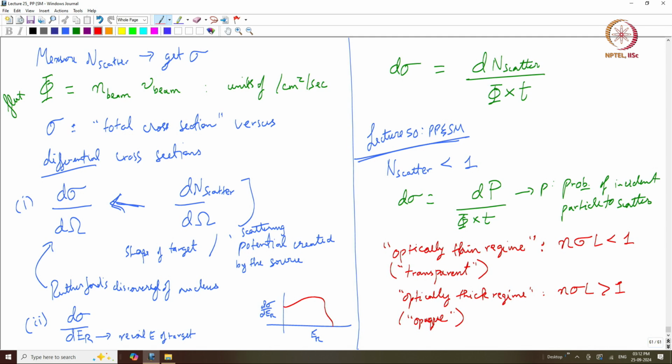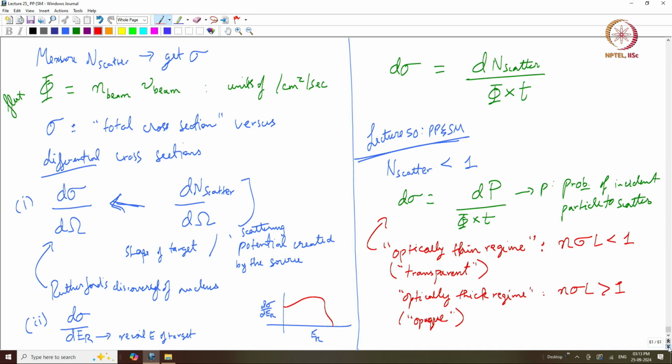Good. So what I'm trying to say here is that basically the equation that we've written down here for 2 to 2 scattering corresponds to the optically thin regime naturally, okay, when we start talking about probabilities. So we are going to indeed use this to get a general expression for the cross section.